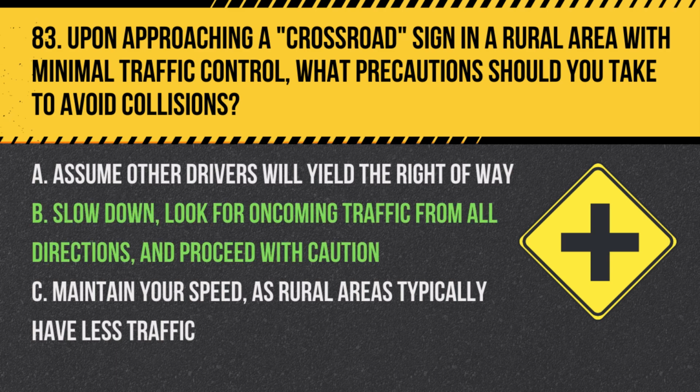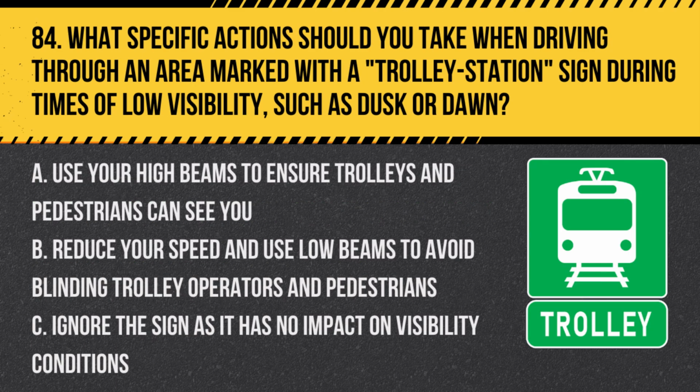Answer B. Slow down. Look for oncoming traffic from all directions and proceed with caution. In rural areas with minimal traffic control, it's important to approach crossroads cautiously, prepared to yield and avoid potential collisions. Question 84. What specific actions should you take when driving through an area marked with a trolley station sign during times of low visibility, such as dusk or dawn?